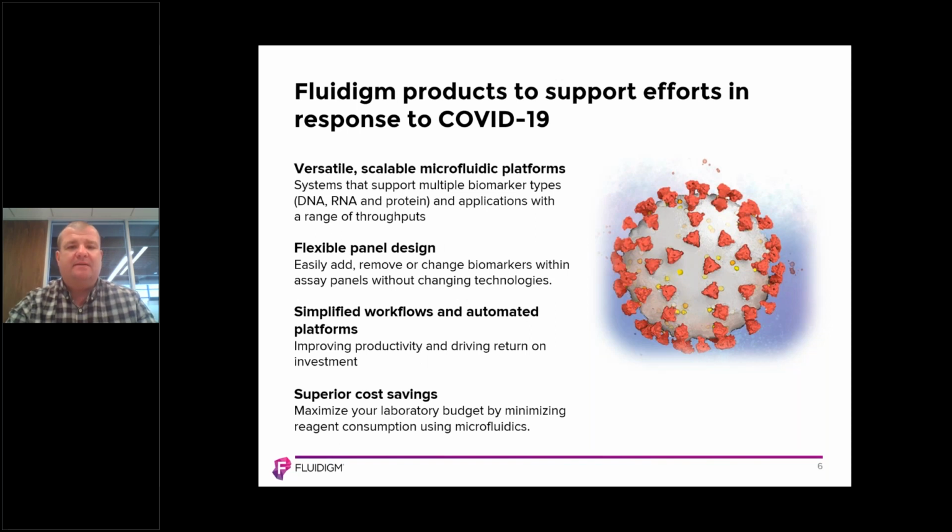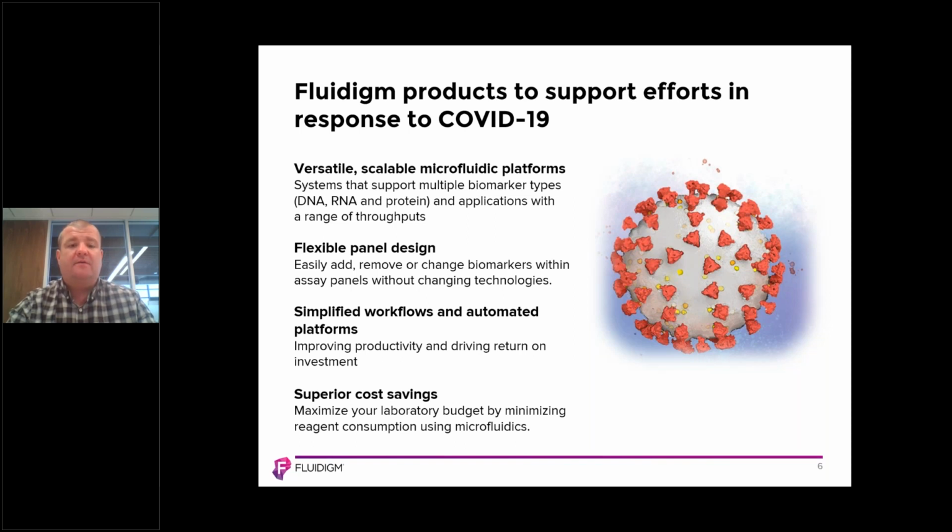What we've been able to build, and what we're going to talk to you about today, is a solution that is versatile and scalable using microfluidics. In last week's session, you learned about the diversity of our microfluidic solution. Today, you're going to learn how that microfluidic solution can be used to scale the screening for COVID-19.